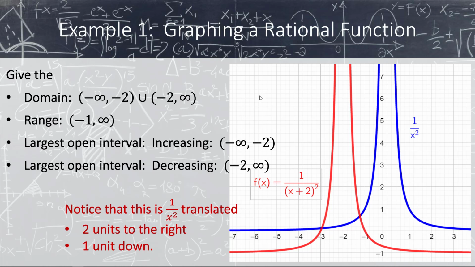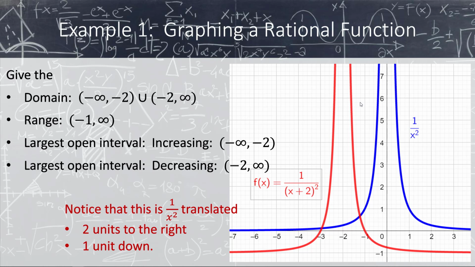And now since we are shifting down, the range is going to shift down, and now the range is going to be from negative 1 all the way up to infinity. When is it increasing? Well, thanks to the shift left term, it's going to be increasing from negative infinity to negative 2. And where's it going to be decreasing? Well, once again, because of the shift, it will be decreasing from negative 2 all the way to infinity.